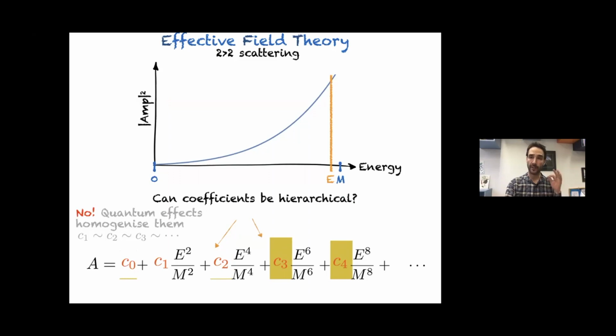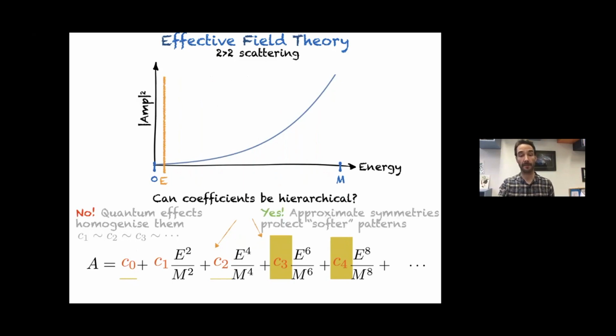There are, however, different patterns of these coefficients which behave differently. Indeed, a pattern like this one, where only less relevant coefficients are turned on, while the most relevant ones are small, under running doesn't get homogenized. And this is because there are certain approximate symmetries that protect softer patterns.